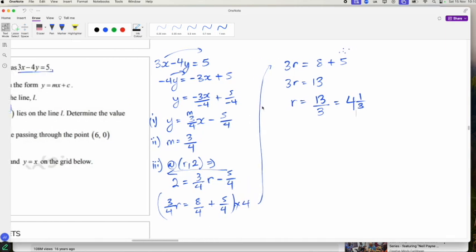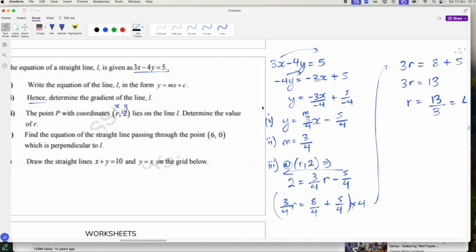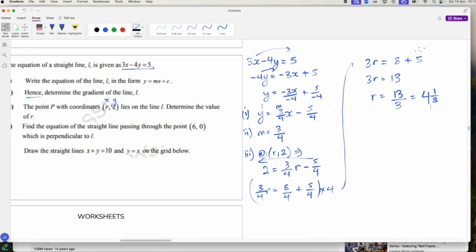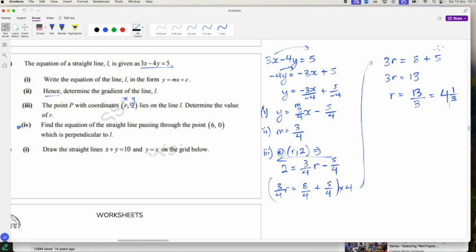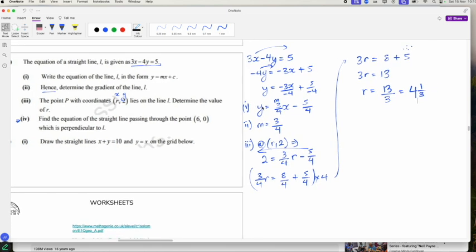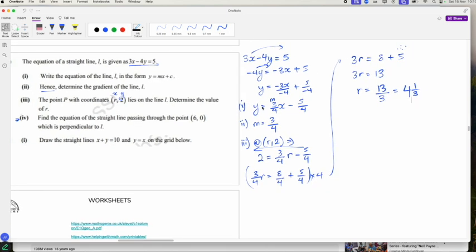Anybody, did you get 4 and a third, Ethan? I get 2.75. All right, 2.75. Well, let me see if I didn't multiply. I don't know if multiplying it by 4 would have affected it, but I don't think so, because it's equivalent. Yeah, I think it's 4 and a third.